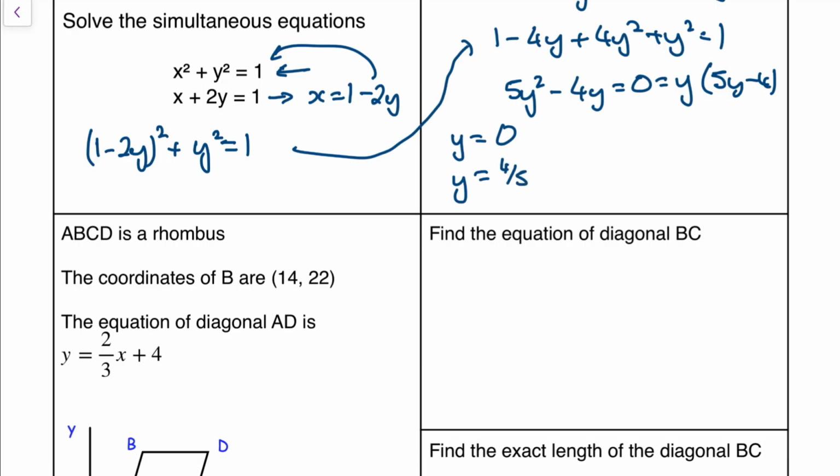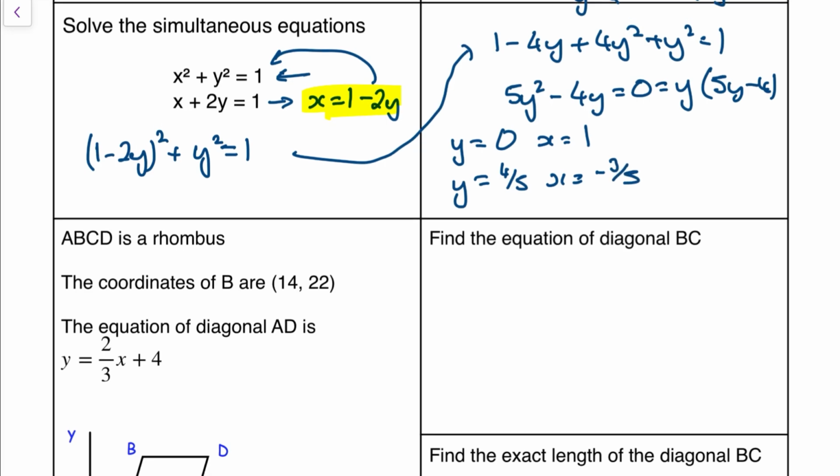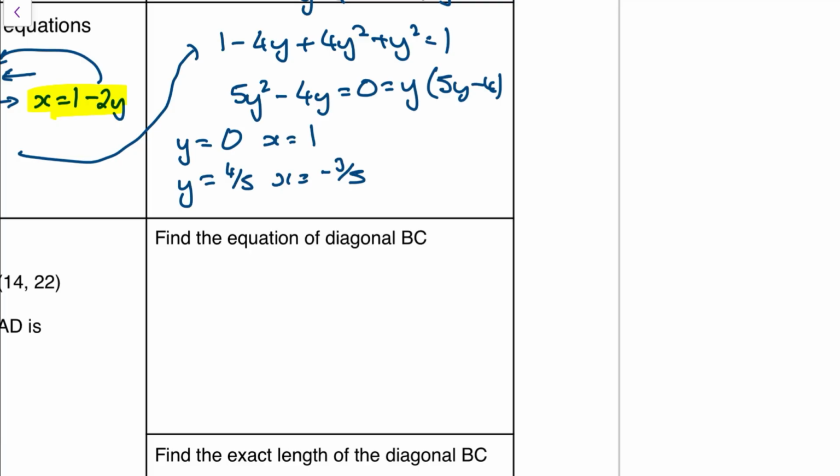And then I'm going to use this equation here in order to work out my x values for each y. So if y equals 0, x equals 1 minus 0, so in other words, x equals 1. Okay, slightly harder with the second one. So 4 fifths times 2 is 8 fifths. 1 minus 8 fifths is going to give me 3 fifths, which is negative. So that's minus 3 over 5. Make sure my answers are clearly paired. So I tend to like to write it like this, 1, 0, and minus 3 fifths, 4 fifths.